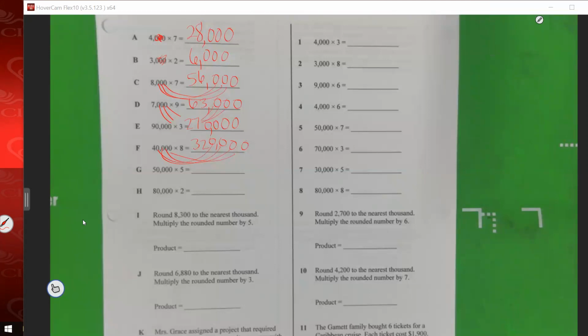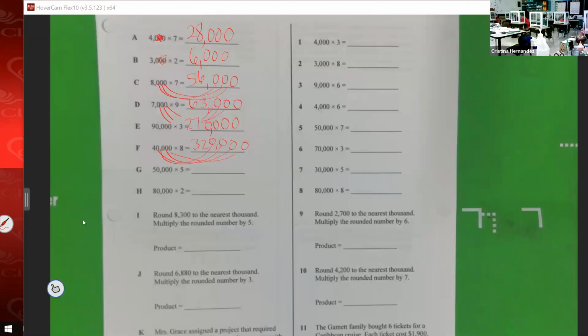I'm not leaving till you complete that problem and the next one. Jacob, on E, how many trailing zeros? 4. I only see 2. I know you can count. I know you got a brain in there. Come on, there you go. That's much better. And 8 times 4 is what?